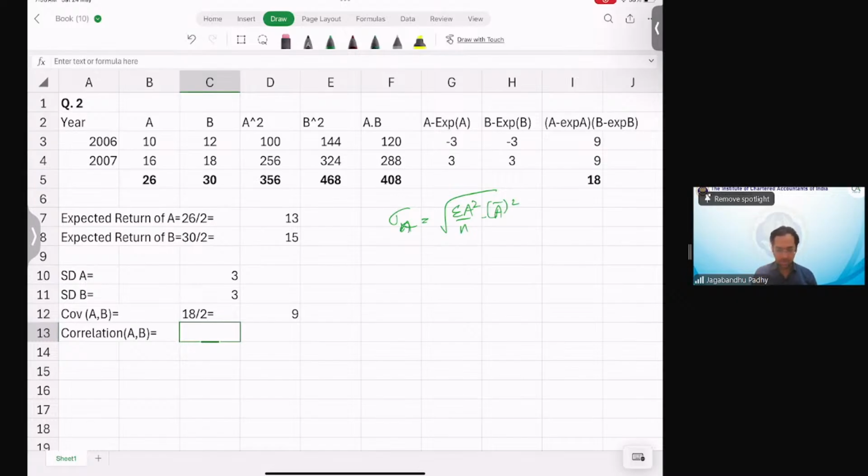And then correlation will be covariance upon standard deviation into standard deviation. The correlation works out to be 1. Did you all get these numbers? Standard deviation, covariance, and correlation, guys.